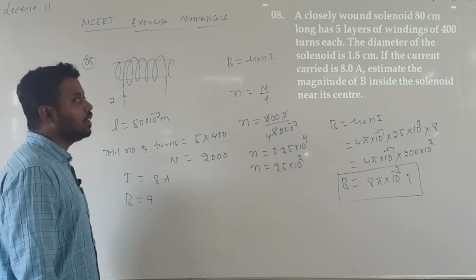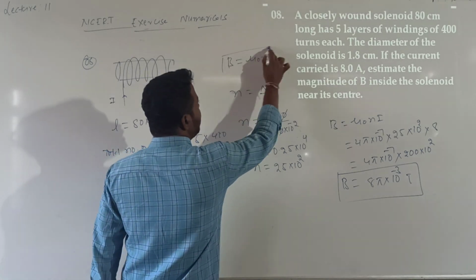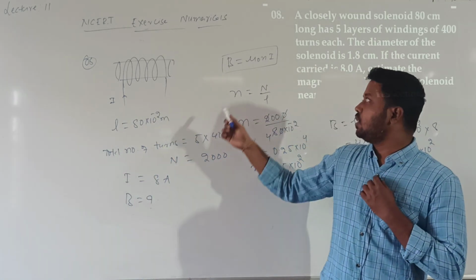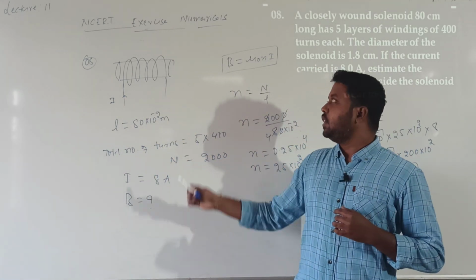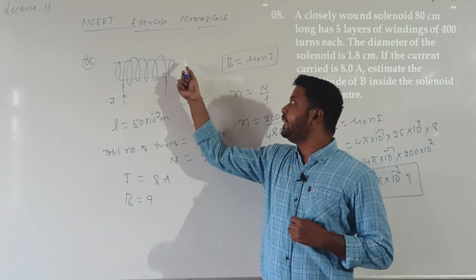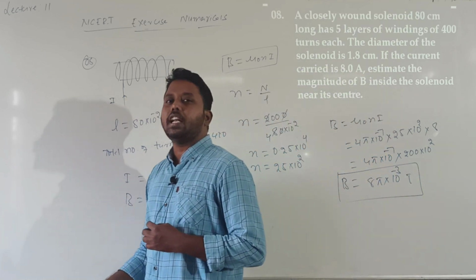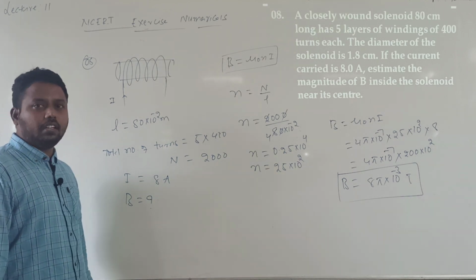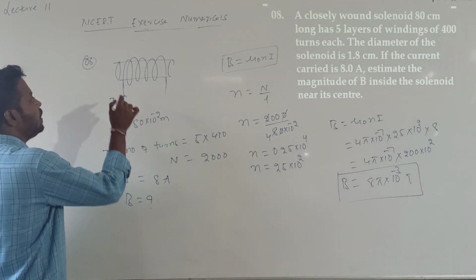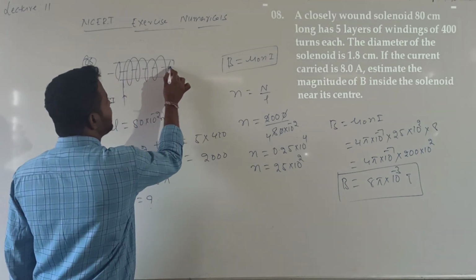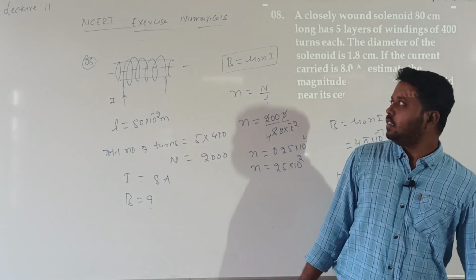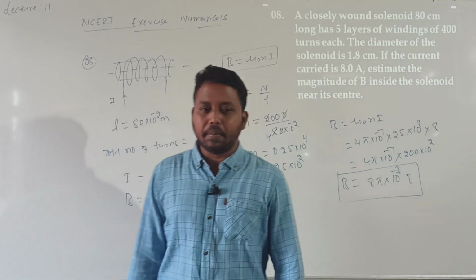Question understood? Expression for magnetic field due to a solenoid: we derived that by using Ampere's circuital law. Even if I want to calculate the magnetic field at the end, that is mu naught Ni divided by 2. Okay? So this is for a solenoid. What is the direction of the magnetic field due to a solenoid? The direction will be along the axis of the solenoid. So this is question number 8.